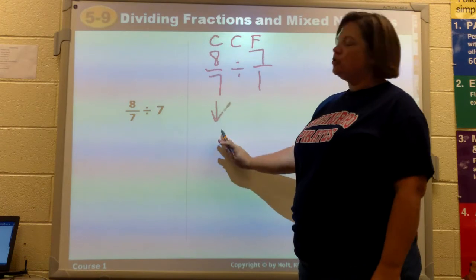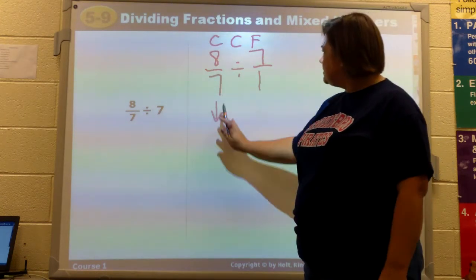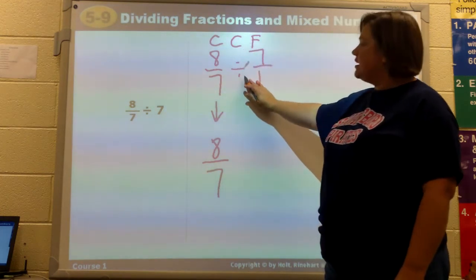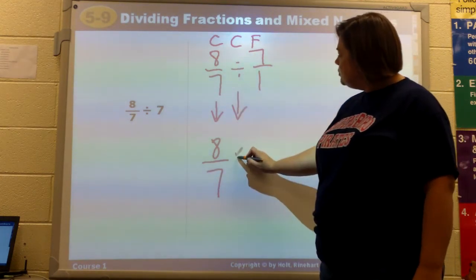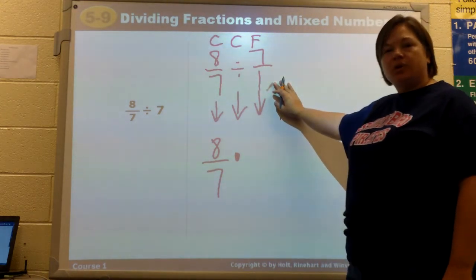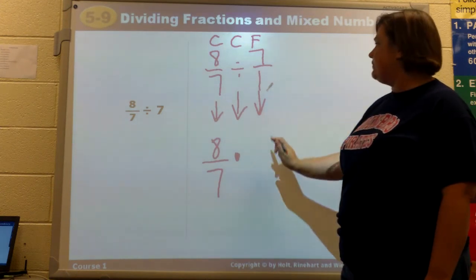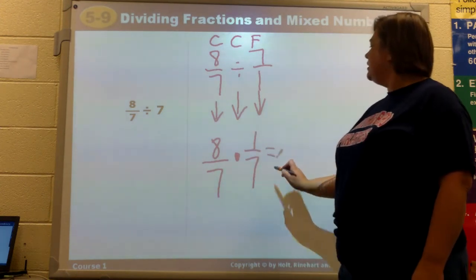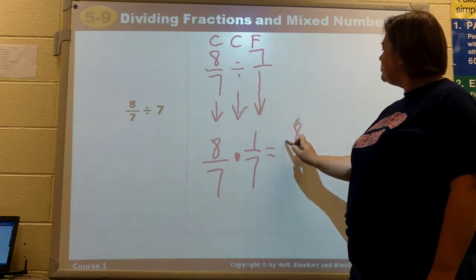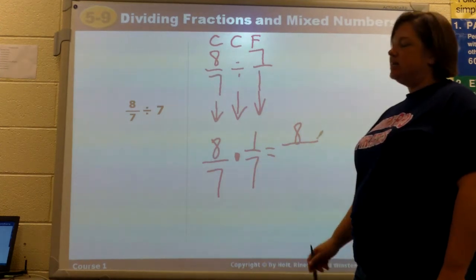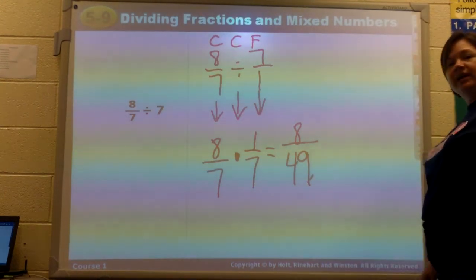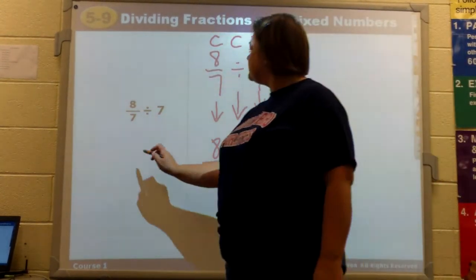So I'm copying my first fraction exactly the way it is, 8/7, changing the sign from division to multiplication, and then flipping the second fraction, 7/1, to the reciprocal, which is 1/7. Now I multiply just like I did before. 8 times 1, multiply the numerators, equals 8. And multiply the denominators. 7 times 7 is 49. This can't be simplified, so my final answer is 8/49.